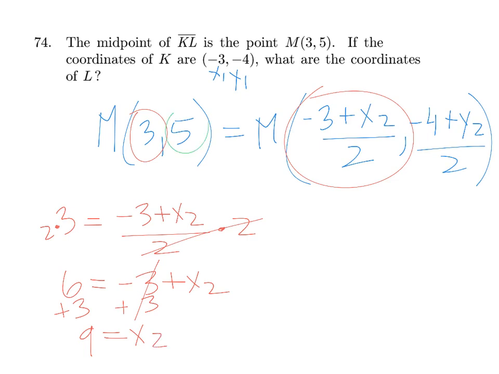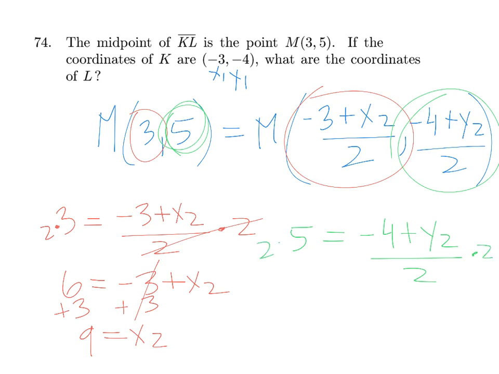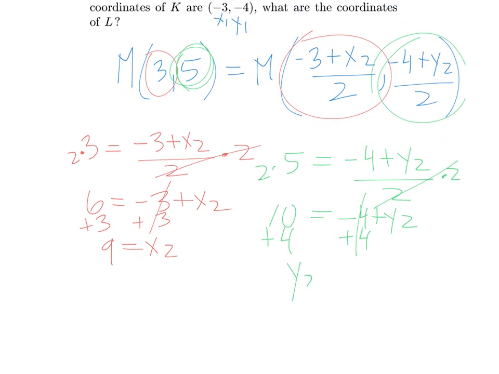Alrighty. Now I have 5. That's equal to -4 plus y sub 2 over 2. Alright, multiply by 2 on both sides. Cancels out. I get 10 is equal to -4 plus y sub 2. Add 4 to both sides, and get y sub 2 is equal to 14.